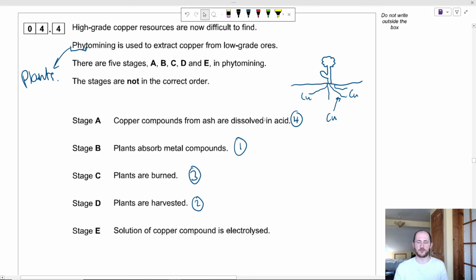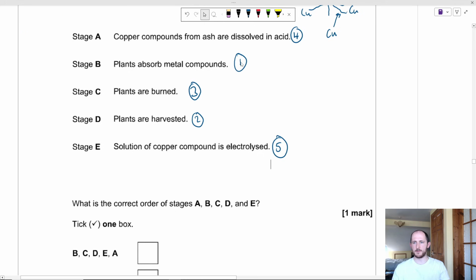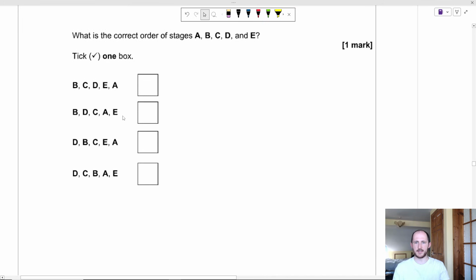Okay, so in this case, again, as I've said, copper compounds from ash are extracted, and in this case they're dissolved in acid, and then the solution of copper compound is electrolyzed in order to separate out the copper from the ash or any other liquid that's in there. So in terms of which order it is, it's B, D, C, A, E. So B, D, C, A, E is this one down here.